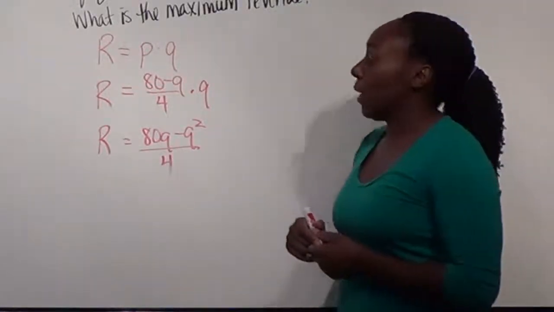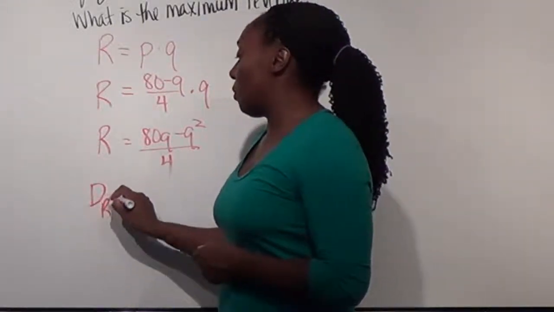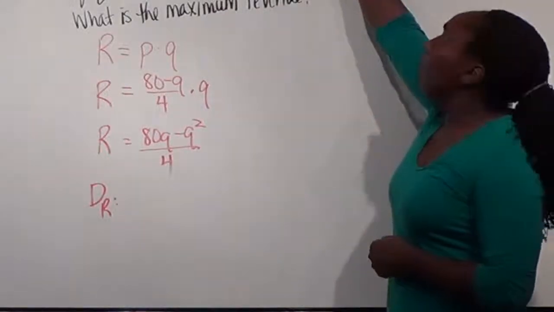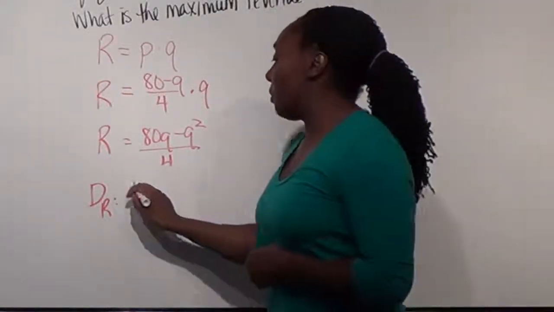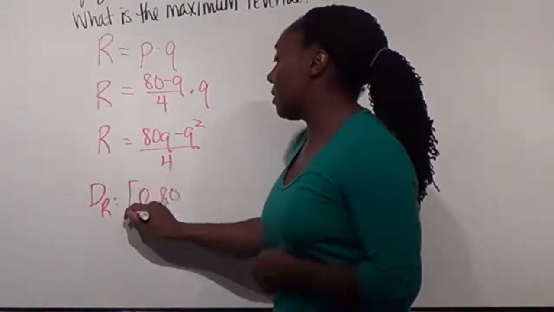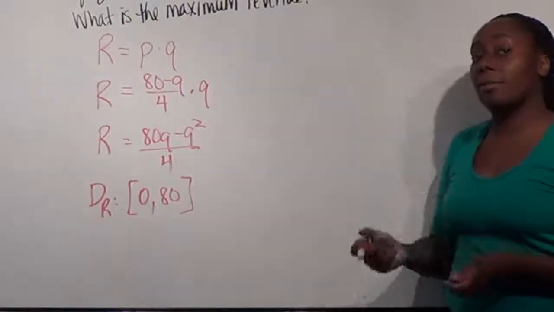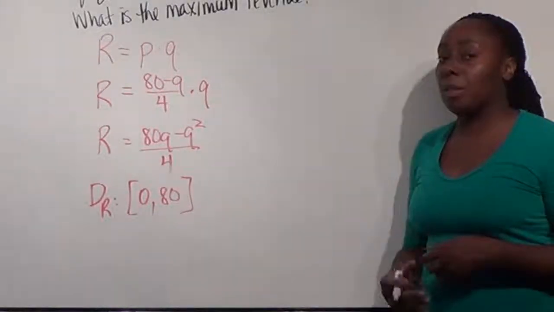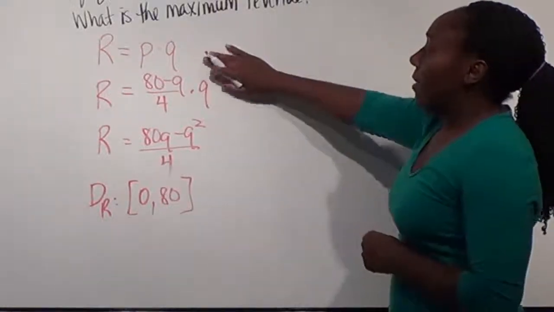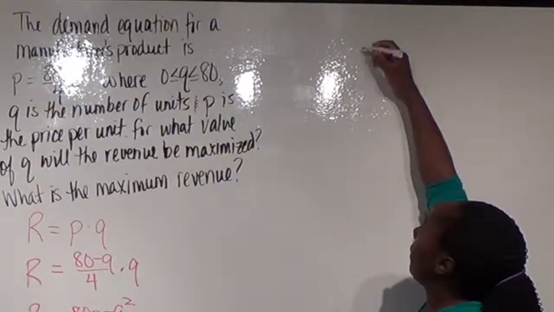Again, we should note the domain. Here again, this one is fairly nice because they give us the domain. Our domain for our revenue is in terms of Q, and Q is already told to be between 0 and 80. And in this case, this is inclusive. So I know if I get values outside of that range, then they can't be solutions to this problem. Now that I have my function and its domain, I need to find my critical values.